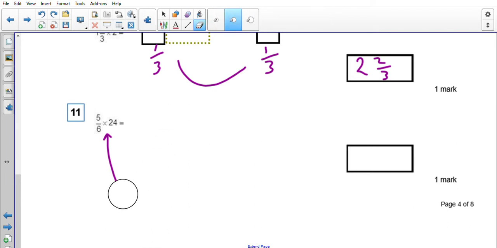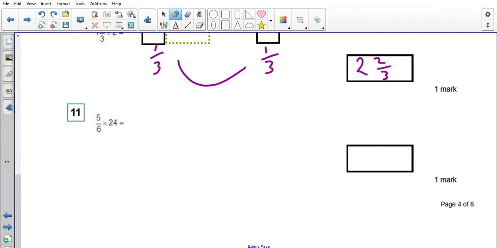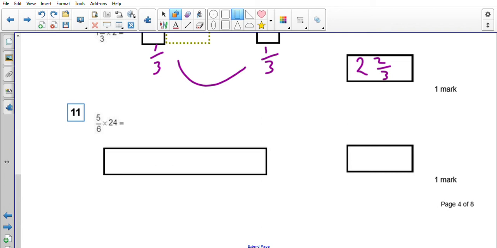And as soon as I start thinking of it as a fraction of a number, it becomes much more straightforward to think about. If again I represent that with a bar, I'm going to be in 6ths, so I'm going to have it split up like this.